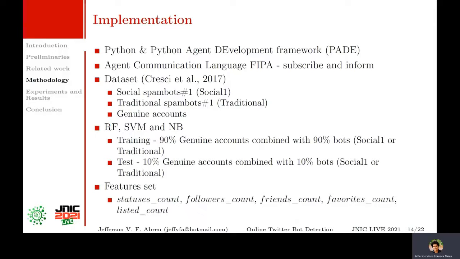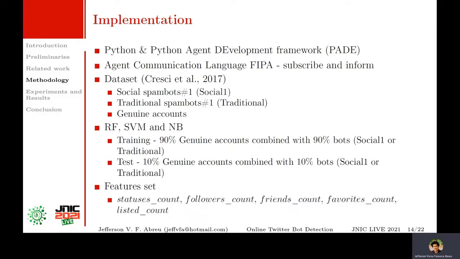And we use the data set provided by Cresci et al. We use the data about social spam bots 1, traditional spam bots 1, and genuine accounts. And the three ML algorithms selected for our MAS were the random forest, the SVM, and the naive Bayes. They were trained using 90% of genuine accounts combined with 90% of bots. This 90% of bots can be social or traditional spam ones. And we tested the ML algorithms with the remaining 10% of data.